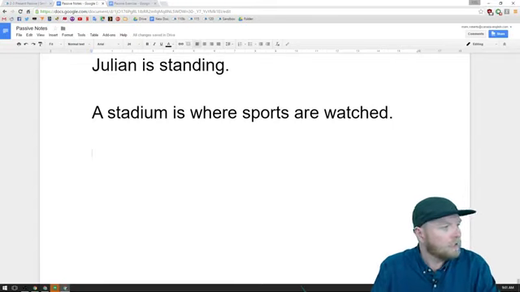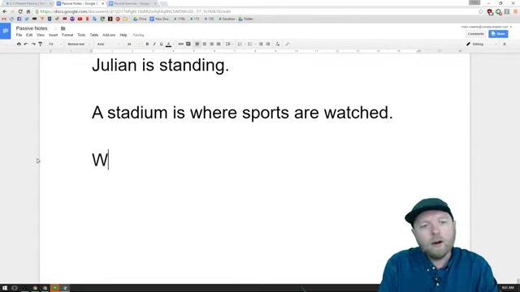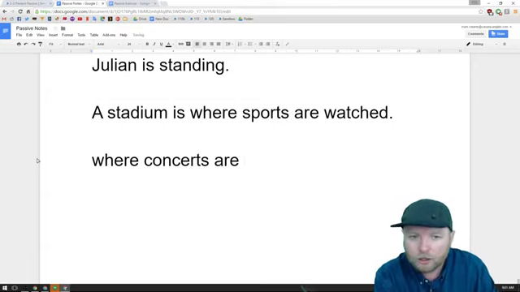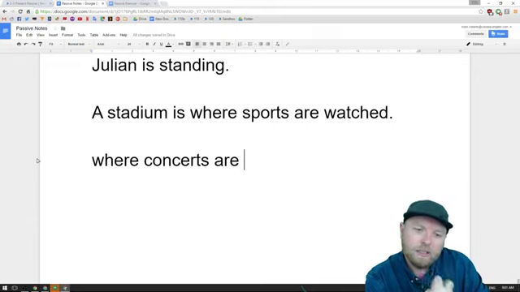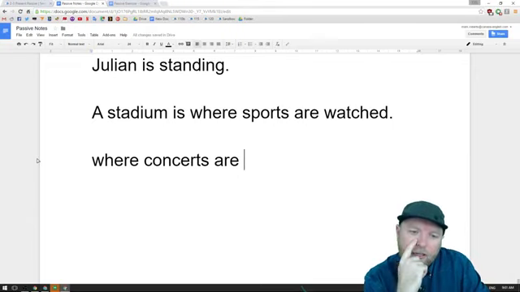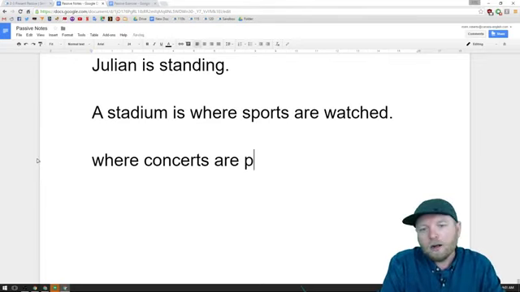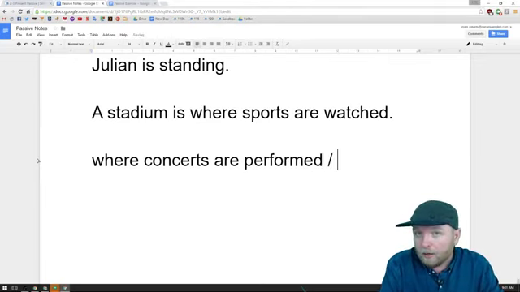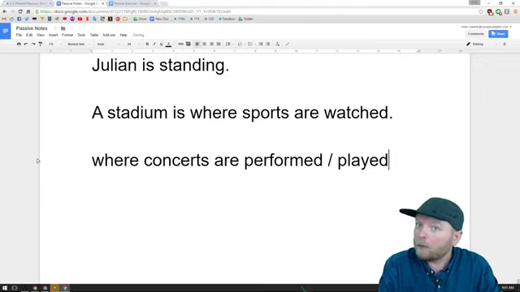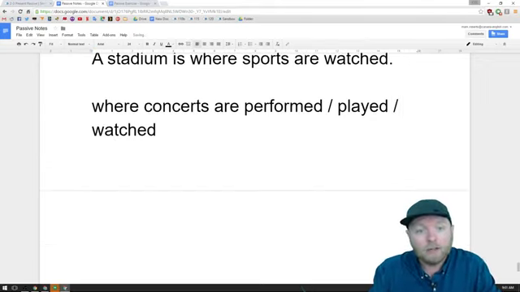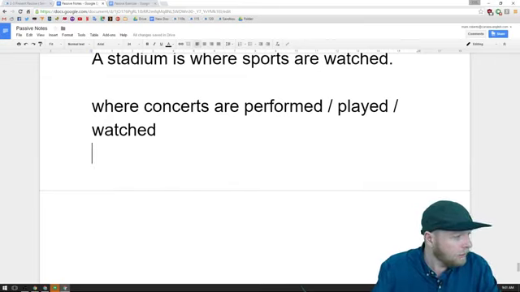Ooh, Akira, a stadium is where concerts are, okay, what's the verb? Concerts receive what action? So this means, what do people do to concerts? What verb do people do? People, concerts. Well, concerts are performed, right? Or played. People play concerts, right? Or watched. People watch concerts. I like that, Akira. Very good.